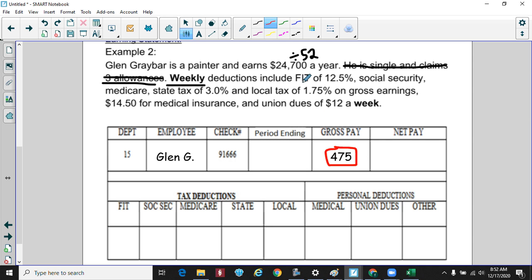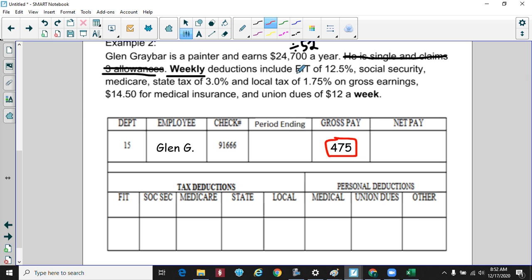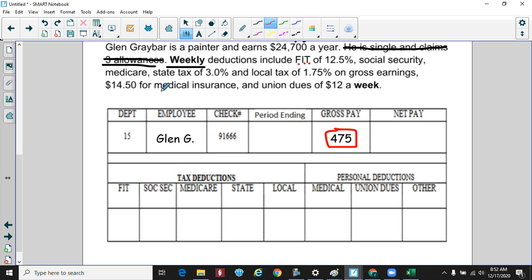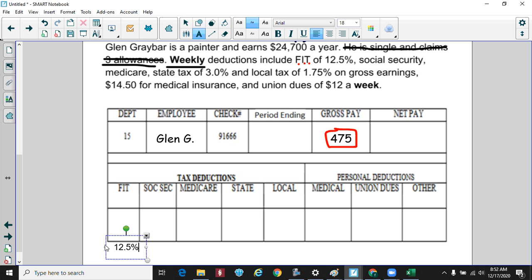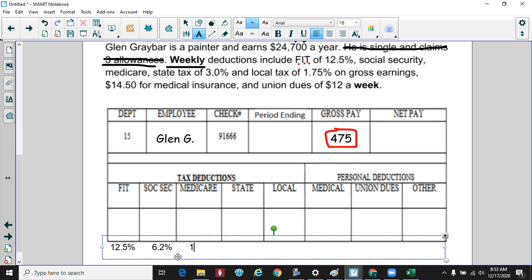Now let's read. It says the FIT. The FIT means the federal income tax of 12.5%. Now, this might be a little long-winded, but just for organization, right up underneath I'm going to write 12.5% because that's how much that is. Now, Social Security, I didn't put this on here, and throughout the unit I'm going to keep reminding you, Social Security is 6.2%. Medicare is 1.45%.